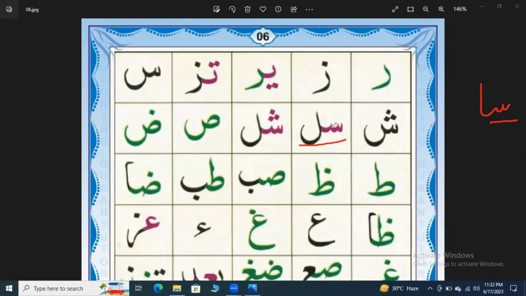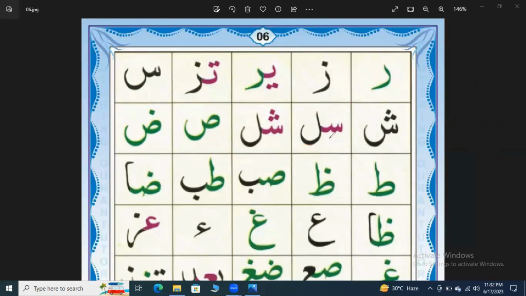But if we look at lam, lam has a half circle at the end like this. Let me draw it with this alif. It has a half circle like this. So this is seen lam. If I remove that half circle, now it is seen alif. So same is here. This is seen and this one is lam.